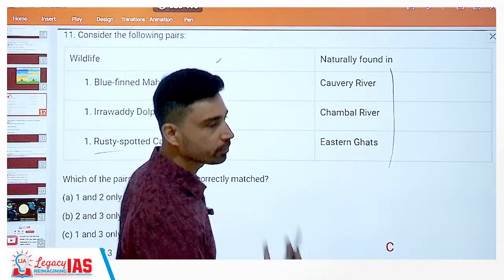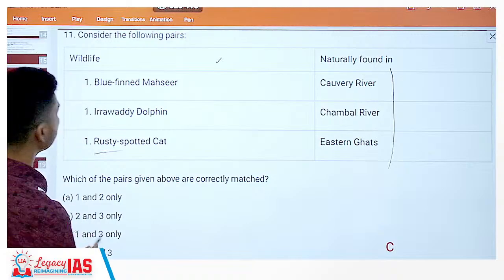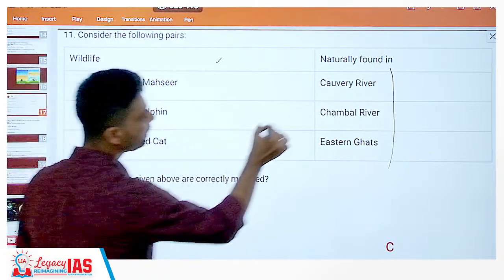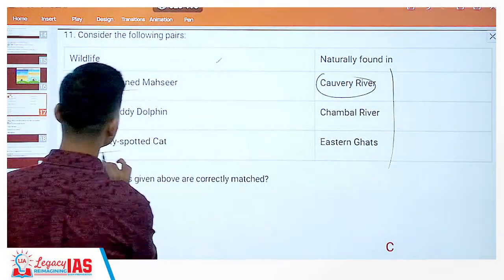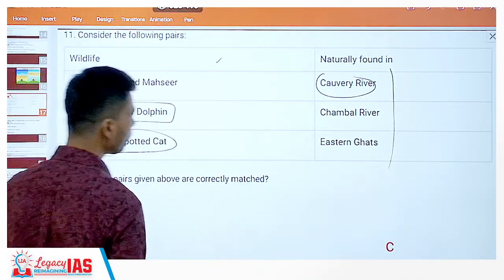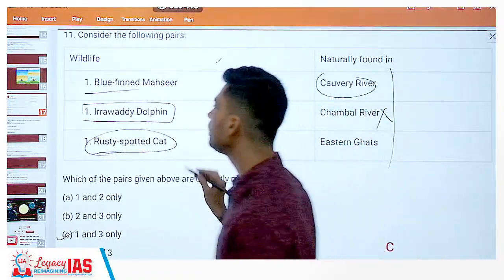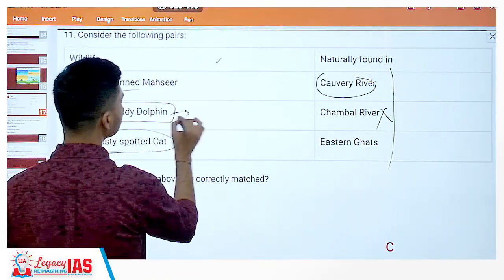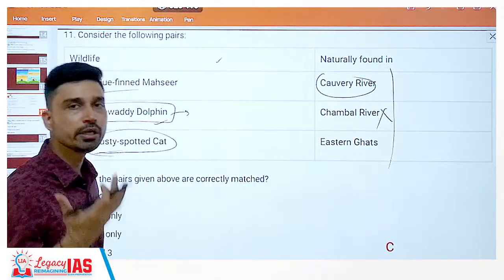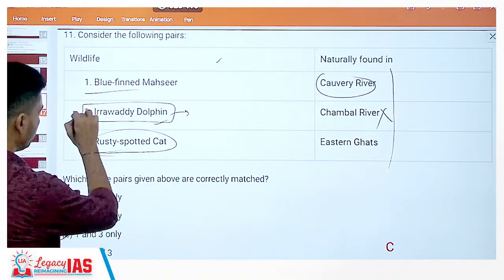Again, it is a fact based question. The correct option here is C, 1 and 3 only. Blue finned mahseer is indeed found in the Kaveri river and the rusty spotted cat is found in the Eastern Ghats. However, the Irrawaddy dolphin is not found in the Chambal river. Irrawaddy dolphins are basically found in the Irrawaddy river, a major river flowing through the territory of Myanmar. So that is why this was incorrect.